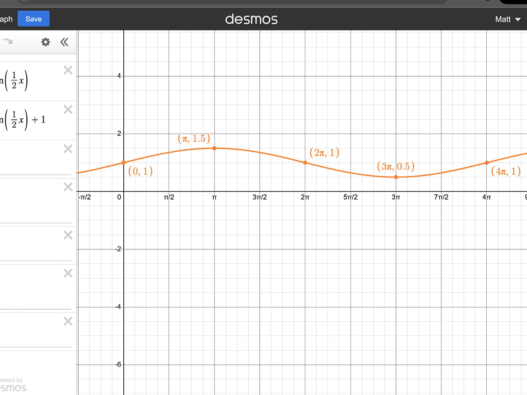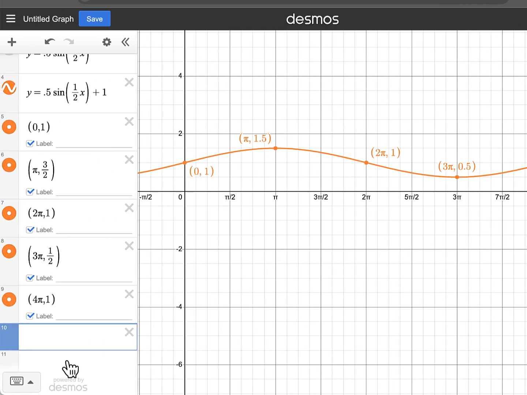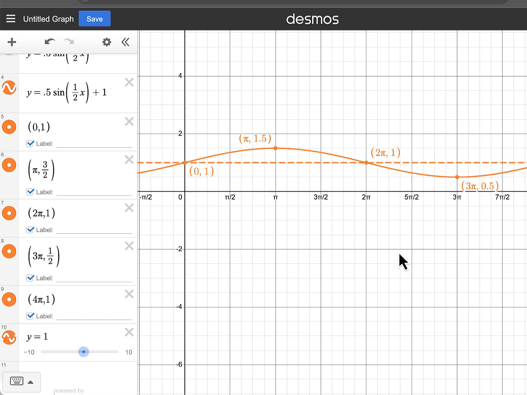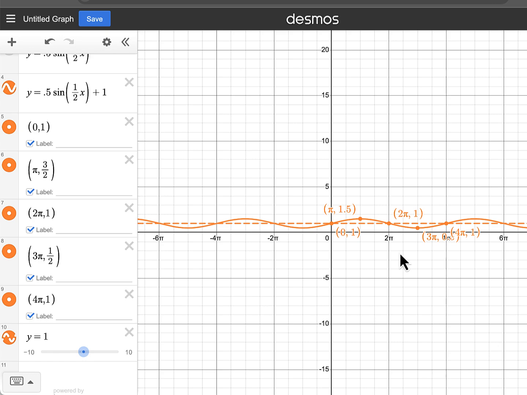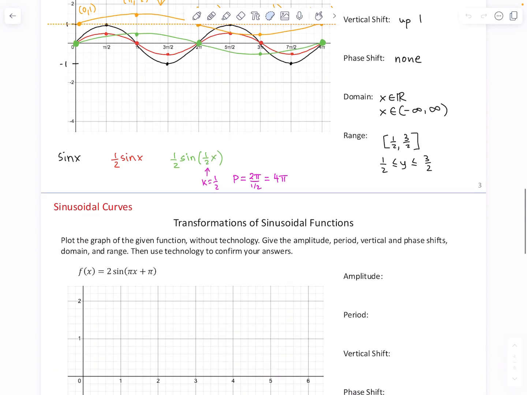And here is the final graph with 5 key points labeled. Sometimes it's helpful to graph also the midline, so y equals 1, that's the vertical shift. And of course, if you zoom out, you will see that this wave continues forever, forwards and backwards. Okay, let's go to the next page.